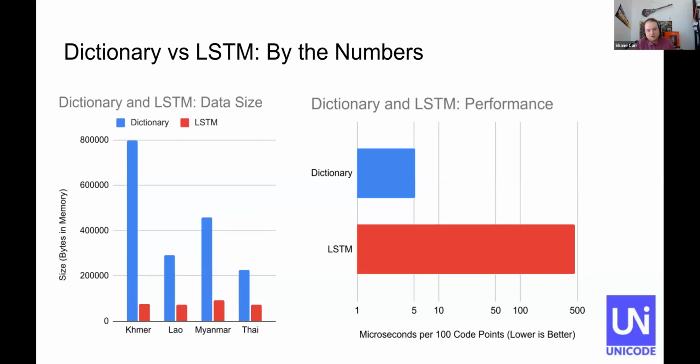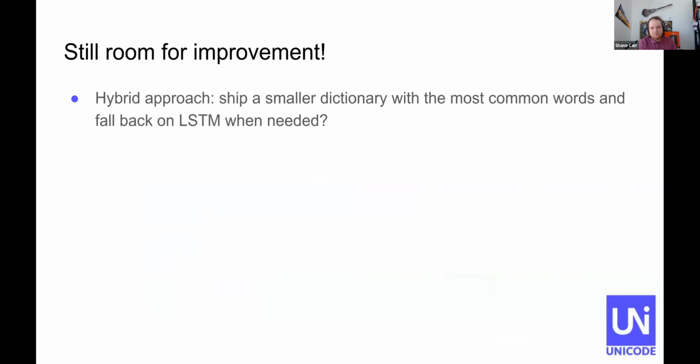So if you need to be segmenting a whole Wikipedia article, the dictionary is going to give you better performance. But if you're segmenting small to medium amounts of text, the LSTM is a really good option for you. What we've published now in ICU4X 1.2 is ready for you to use, and we're still going to continue to improve on it as we make further releases.